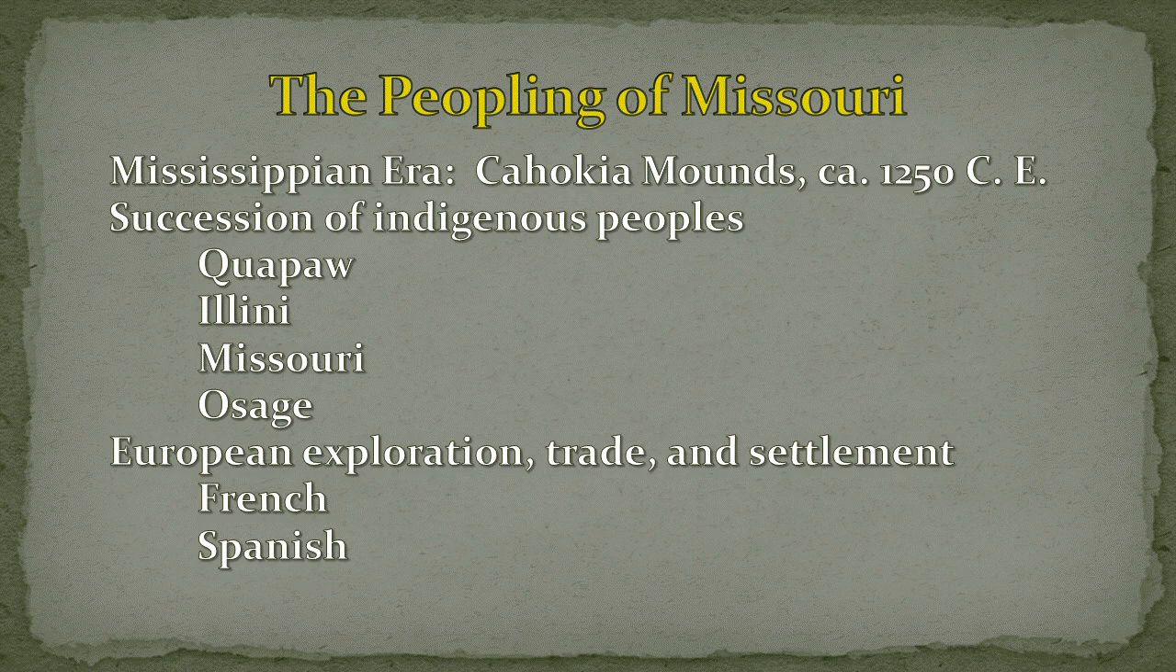Roughly 1,000 years before the present, the most sophisticated native civilization north of Mexico took shape just east of St. Louis at Cahokia. By 1250, the Cahokian peoples had built one of the largest cities in the world at that time, larger than London or Paris. It was an incredible mound-building civilization. And as it faded for reasons that are still not altogether clear, a succession of other indigenous groups will appear. The Quapaw, the Illini, the Missouri, and the Osage. The Osage will emerge as the most powerful Native American group prior to statehood.